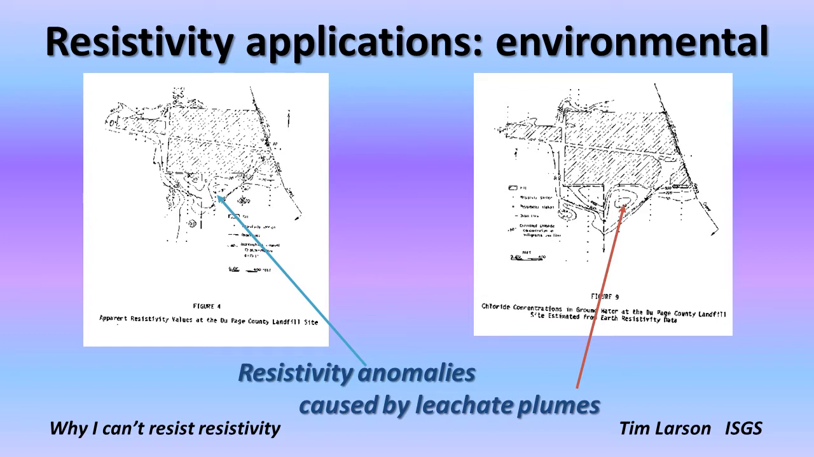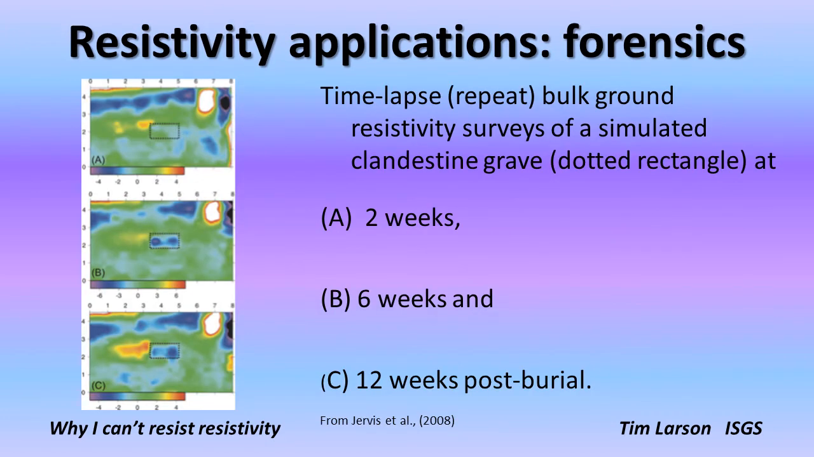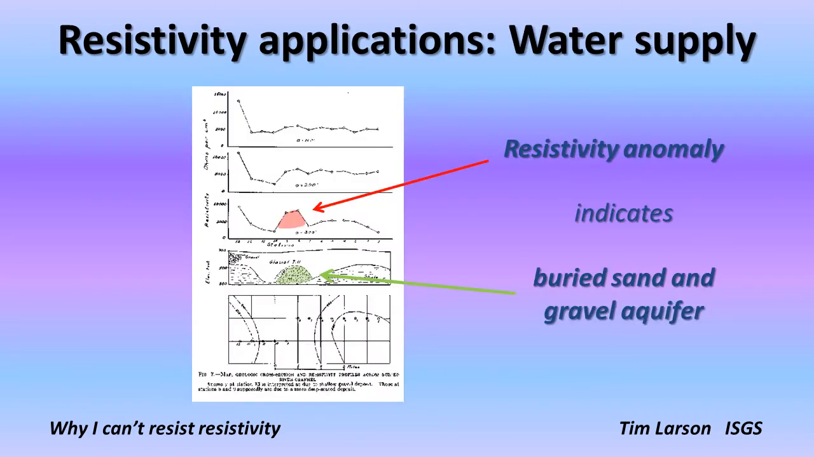Here's an application at a landfill. Similar research is done on coastal areas looking for fresh and salt water. When a dead body decomposes, it produces some really nasty juices that are highly conductive. Resistivity can be used to locate a buried body by mapping the resistivity of those fluids.